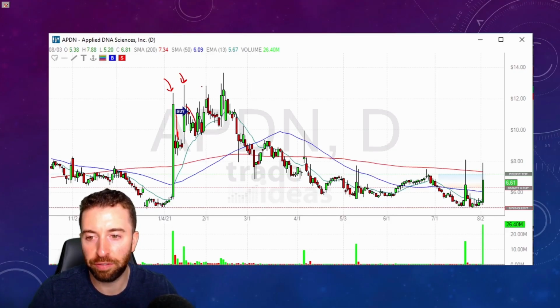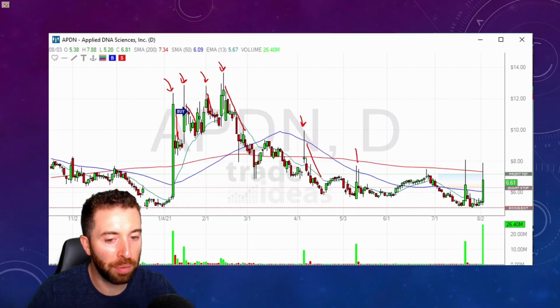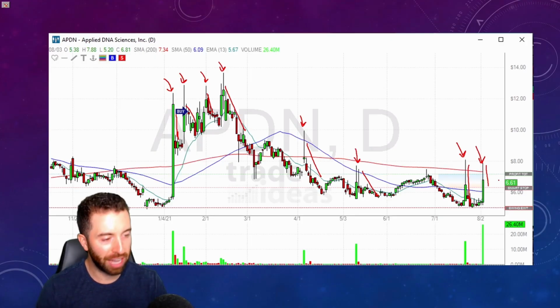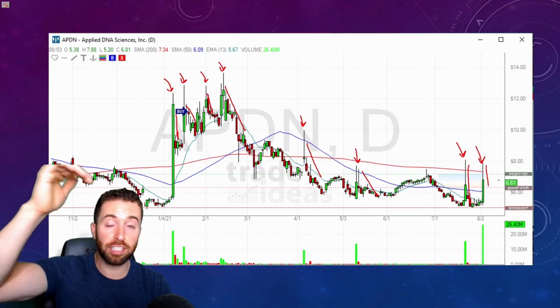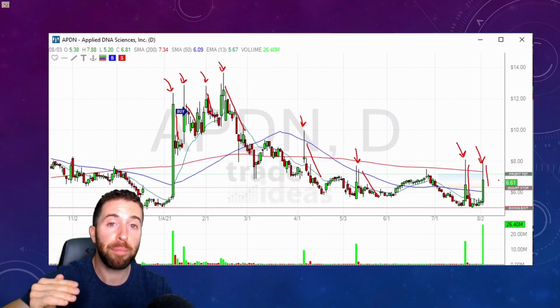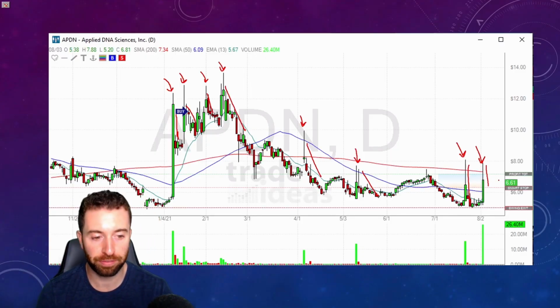Upper shadow, we fell. Upper shadow, we fell. Upper shadow, we fell. When we have upper shadows, it shows us that the stock spiked on up, it couldn't hold its gains, started giving a lot back, and now the momentum has shifted.